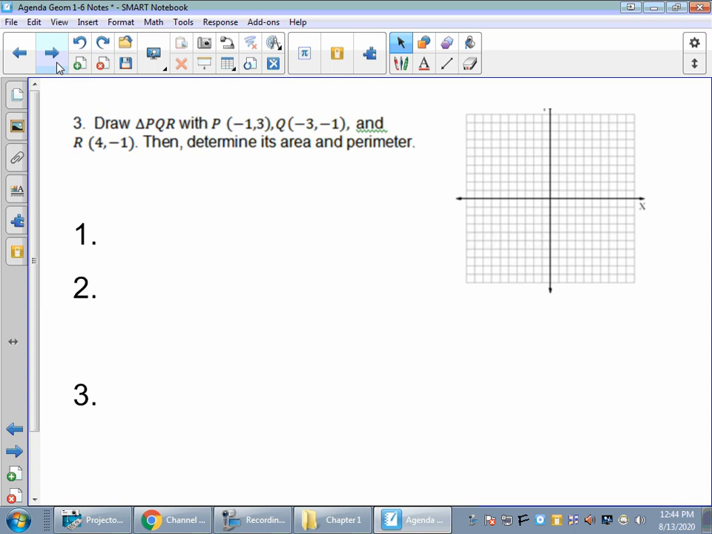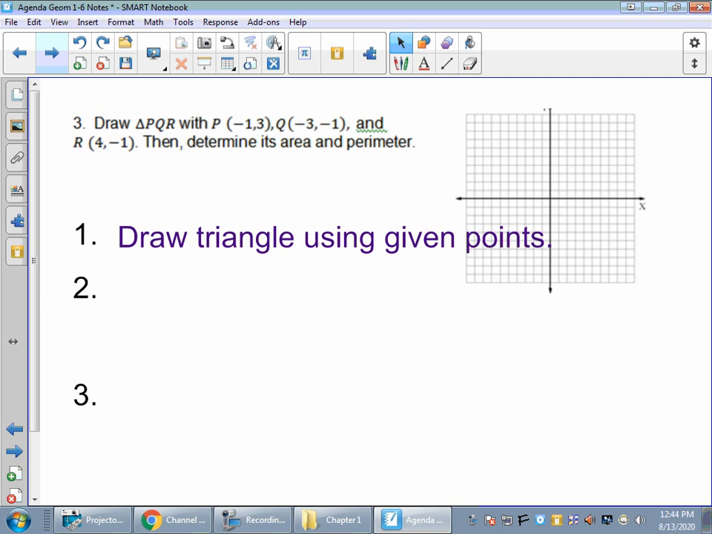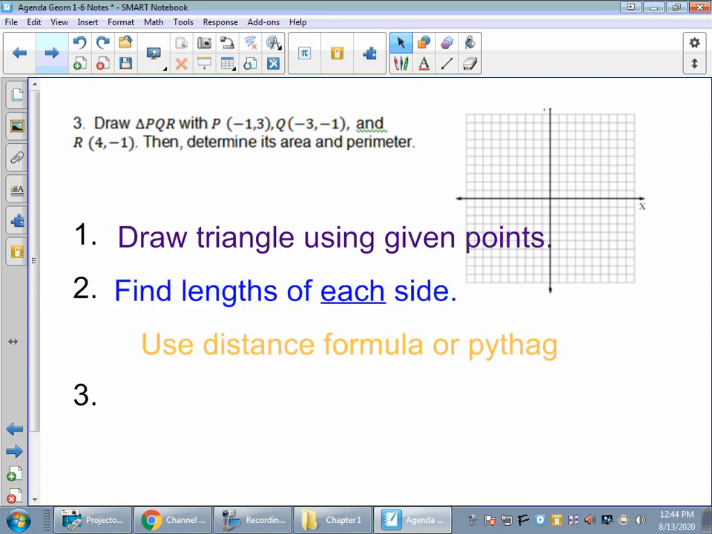Okay, some word problems now in finding area and perimeter. So use those area and perimeter formulas that we gave you earlier. And there's a couple different steps to solving these. So the first thing you're going to do is draw this triangle, or draw the graph on the graph paper here using the given points. The second thing you're going to do then is find the lengths of each side. And finding those lengths, you can use distance formula or Pythagorean theorem to do that. Remember, I'm just going to graph these real quick. Negative 1, 3 puts me right here. Negative 3, 1. Negative 3, negative 1 puts me here. And then 4, negative 1 puts me here. Okay, so my triangle looks like this.